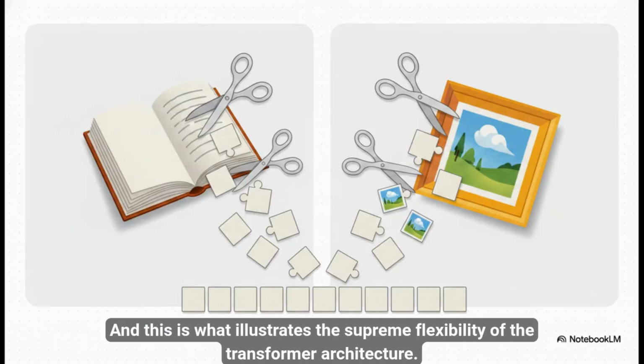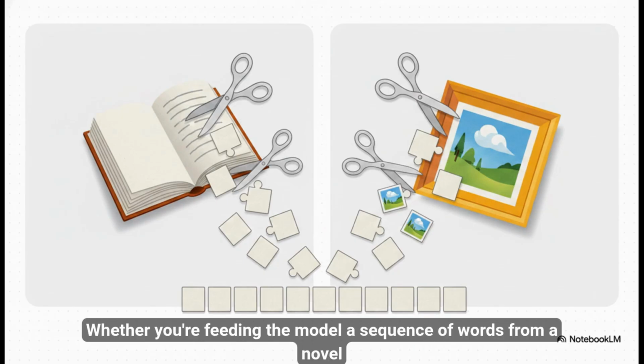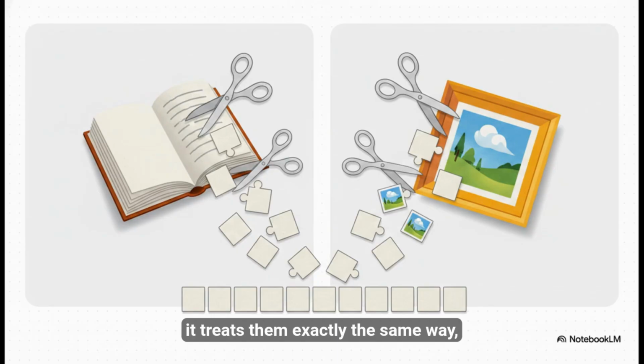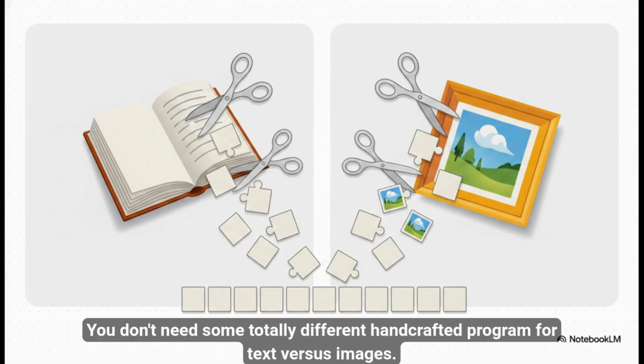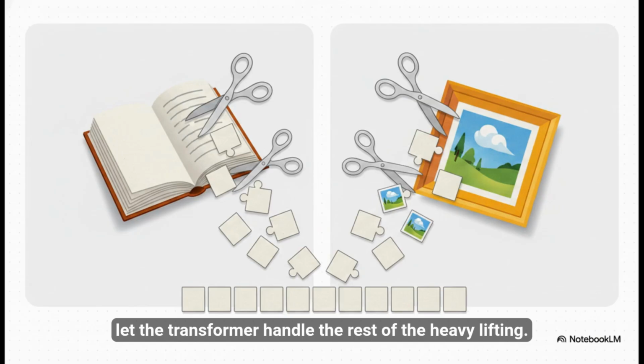And this is what illustrates the supreme flexibility of the transformer architecture. It is absolutely brilliant. Whether you're feeding the model a sequence of words from a novel or a set of visual patches from a digital photograph, it treats them exactly the same way, just as a sequence of tokens. You don't need some totally different handcrafted program for text versus images. You just chop the data up into tokens and let the transformer handle the rest of the heavy lifting.